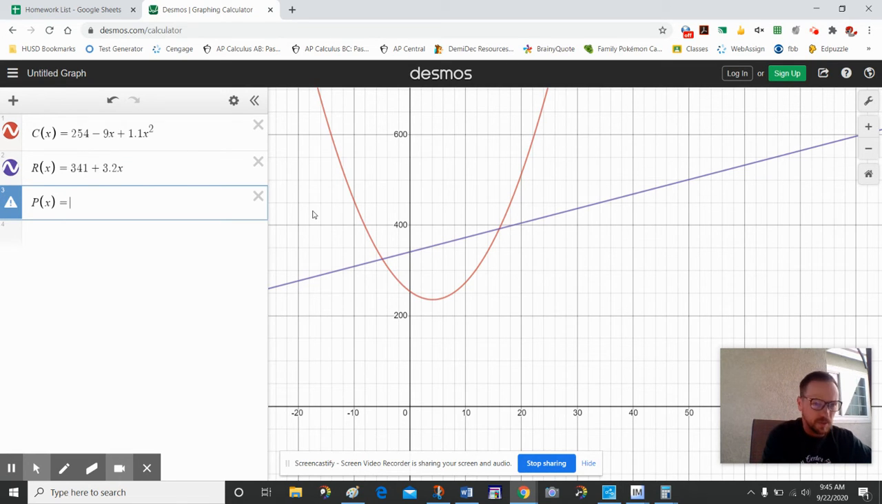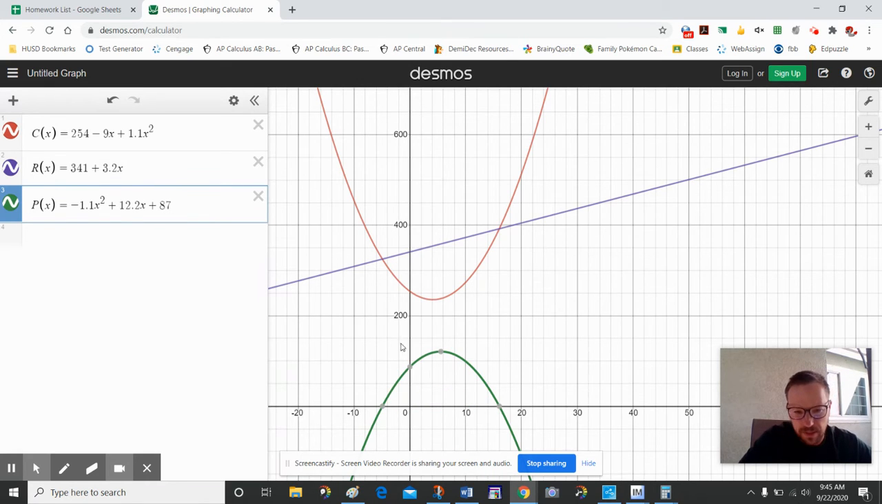And so we said, okay, this is going to come out to be negative 1.1, and I'm using x because Desmos doesn't like it when you use t. Negative 1.1x squared plus 12.2x plus 87. And so we can see what's going on. Right here, at that point, 16.1, that's when things change. Well, actually at 16.026, that's when things change. And that's once they are the same amount.